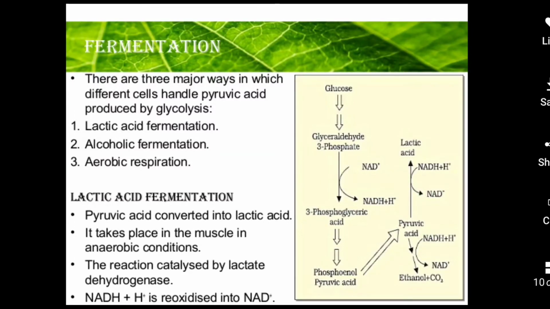In this type of fermentation, the pyruvic acid is converted into lactic acid by the enzyme lactate dehydrogenase and coenzyme NADH2. The NADH2 is oxidized to NAD. Lactic acid fermentation takes place in the muscles of animals during exercise when oxygen is inadequate for cellular respiration.